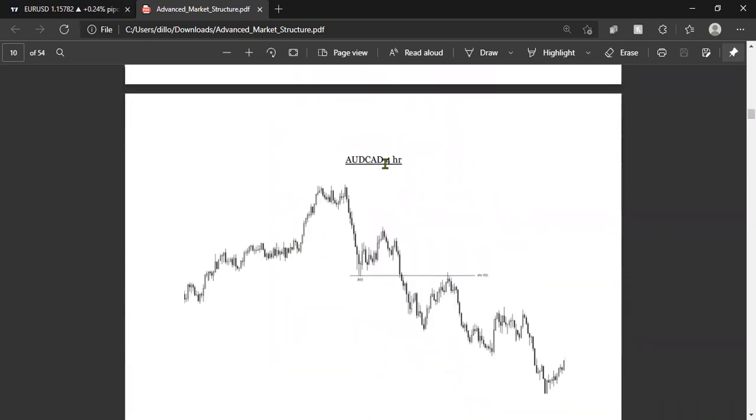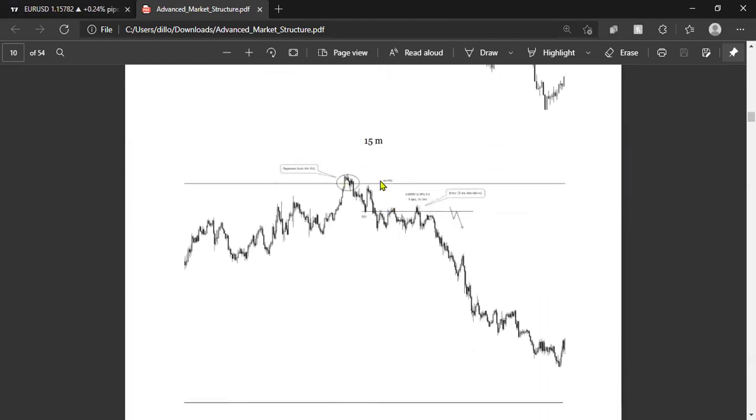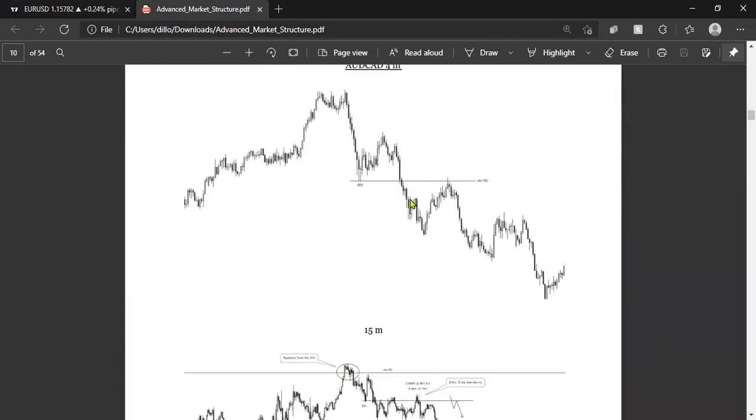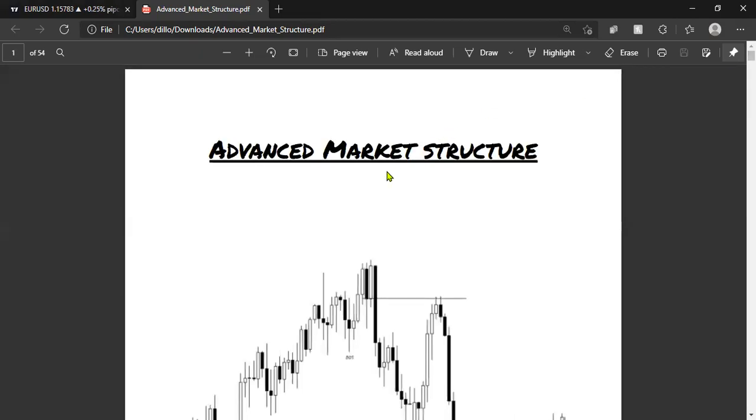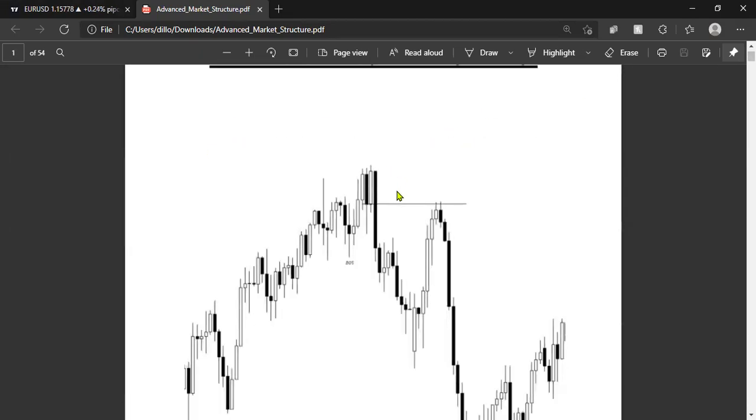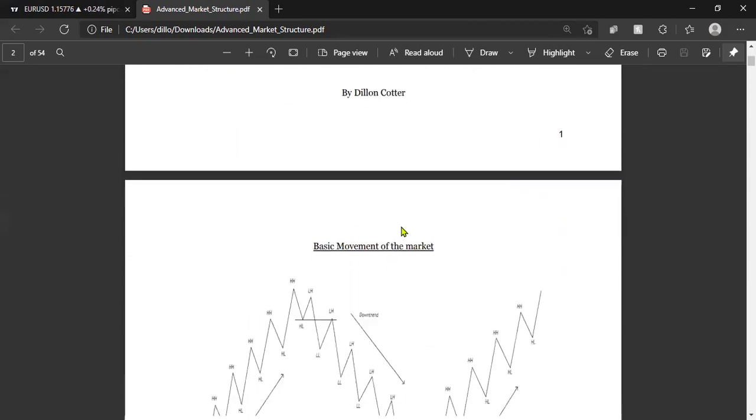For example, I have AUD CAD, and we're starting on the 4 hour, and then you go down into the 15 minute after you see a break of structure, and then a retracement back up into that previous area of broken structure, right? So yeah, we'll get into all of that. This is going to be a good series. It'll be fun. I'm not sure how many videos it's going to be, but anyway, let's get into it.